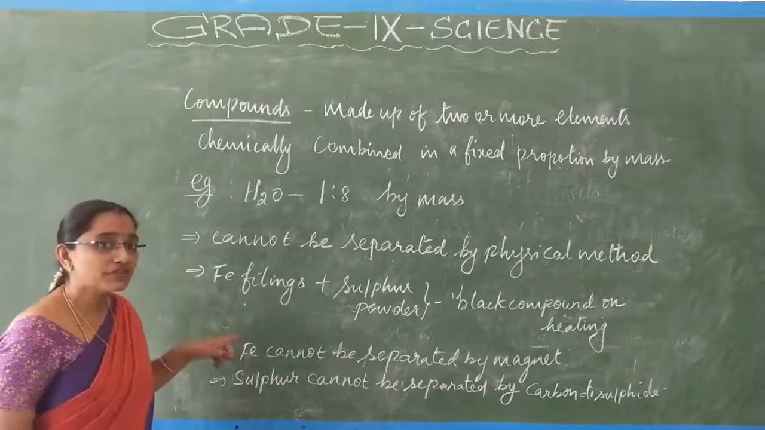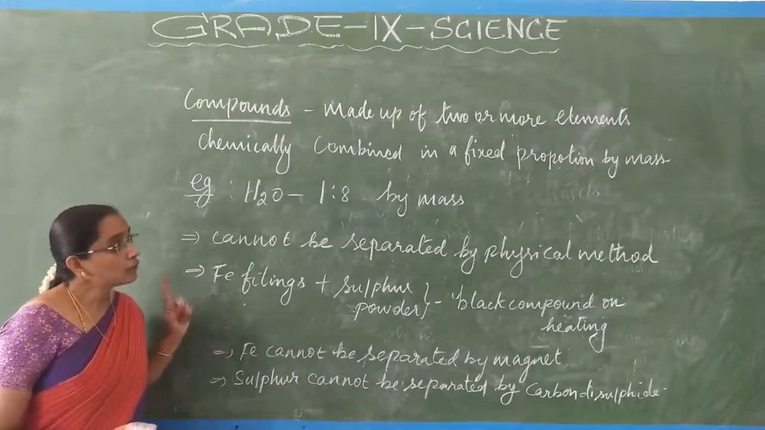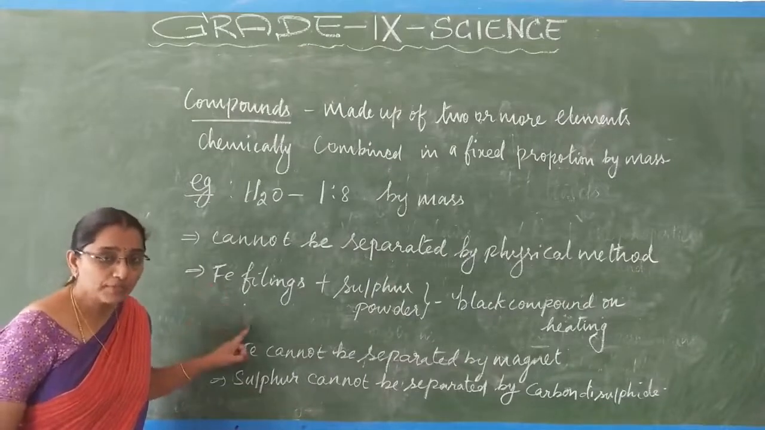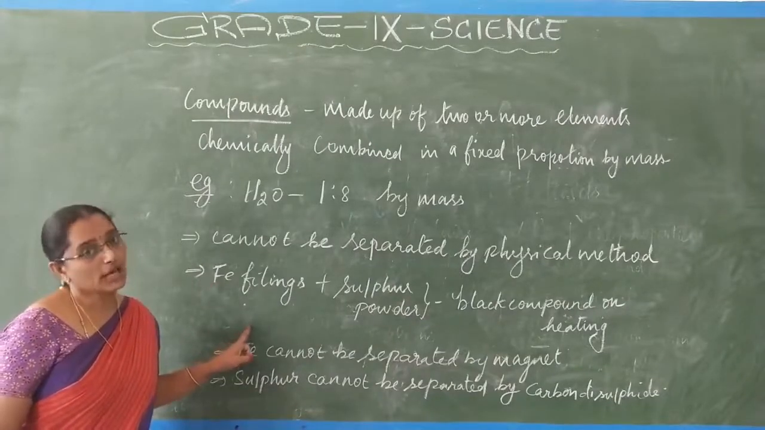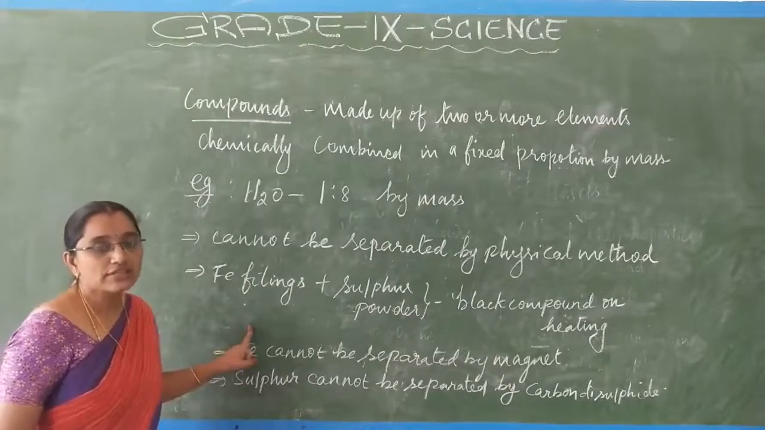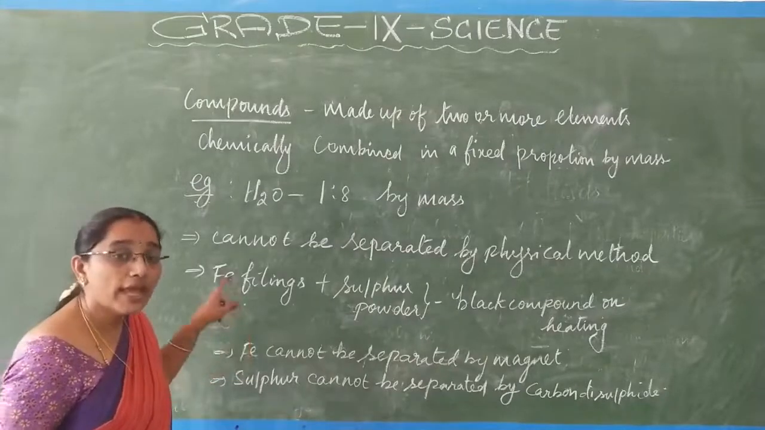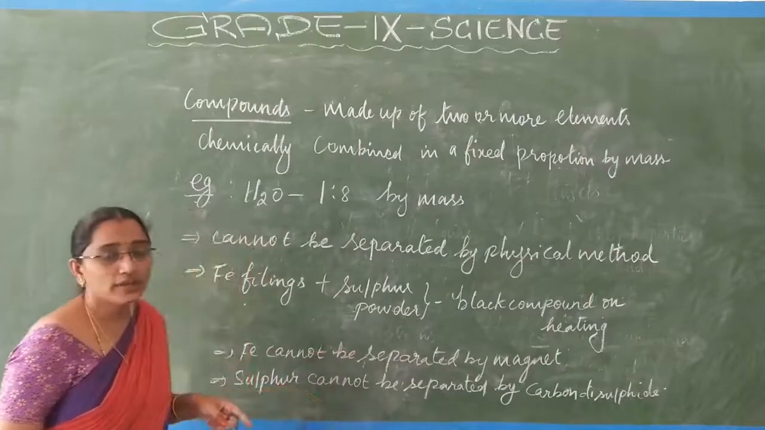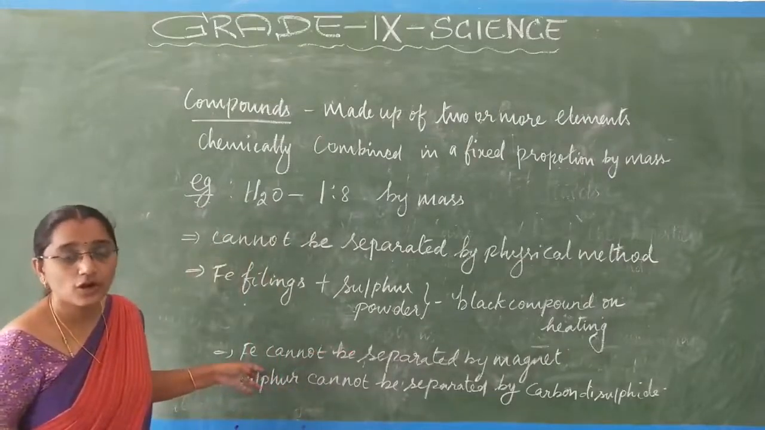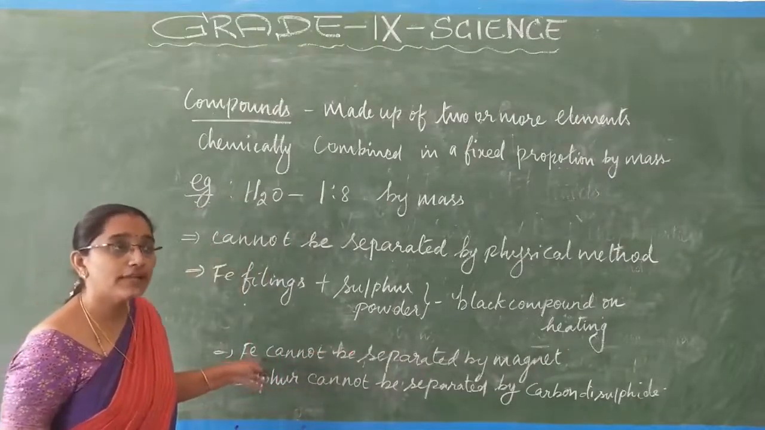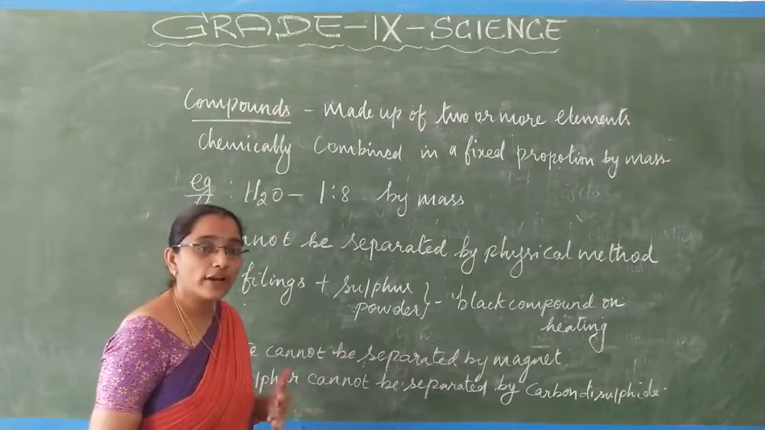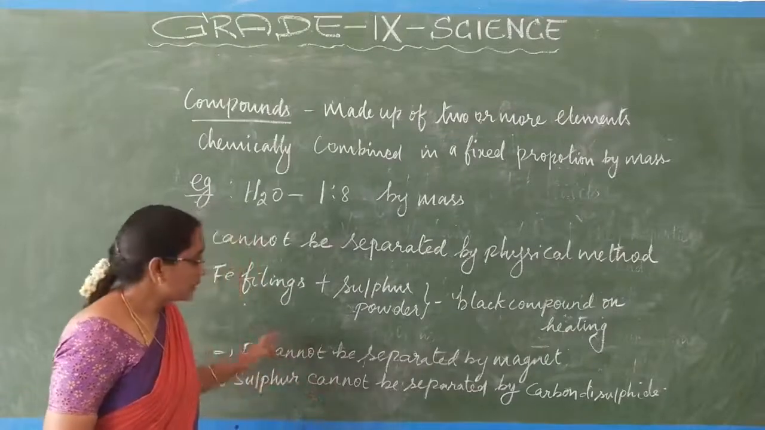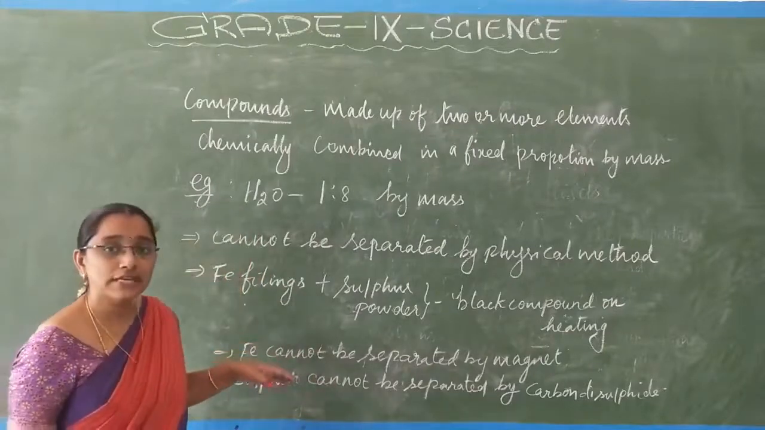So what is the definition we have seen? Made up of two or more elements chemically combined in a fixed proportion by mass, we may define it as a compound. So it always has fixed proportions. We cannot separate it by any physical methods. Even though we took iron filings and sulfur, it forms a product of iron sulfide that cannot be separated by any physical methods.